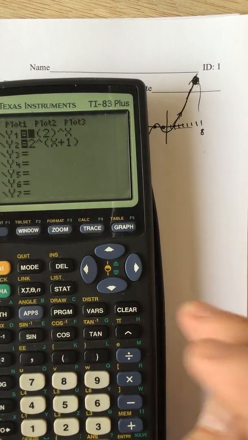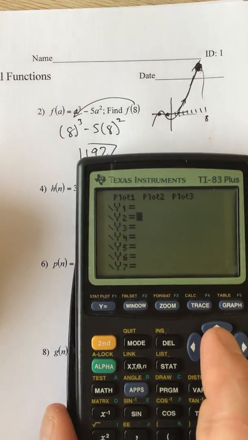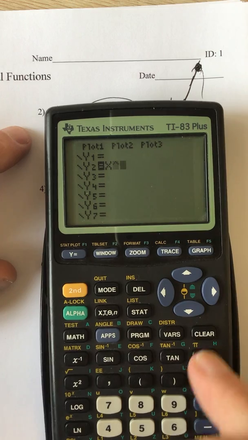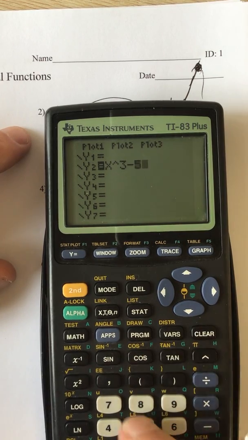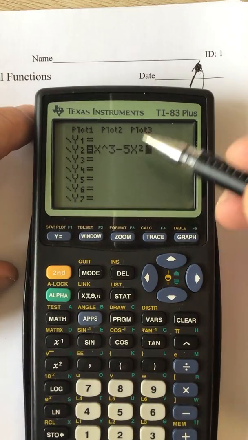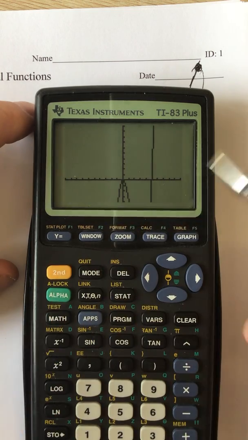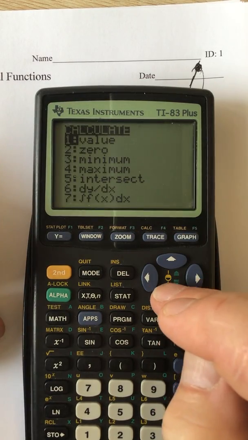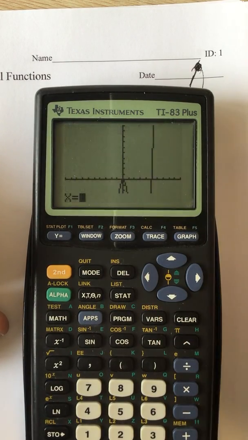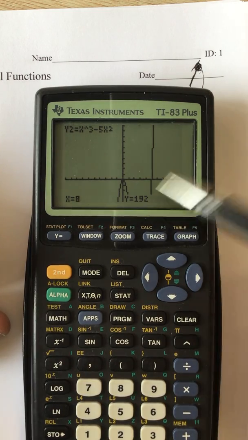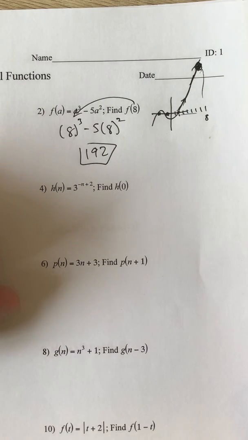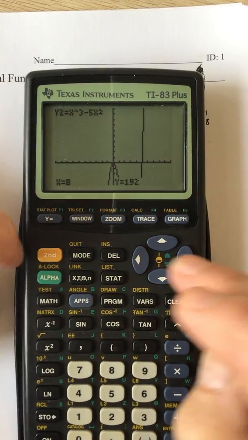Just for giggles, I want to show you one other way, just because I'm always wanting people to understand lots of what's happening. I'm going to put in x to the third minus 5x squared as a graph to actually get that shape. And now I'm going to ask the calculator. Remember, we have this calculate function right here, second calculate. And to put in a value, I don't know if we've used value yet. It lets you put in whatever x you want. Well, I want to know how tall it is at 8. And it tells me, well, the y value when x is 8, the y is 192, which is what we have right here.